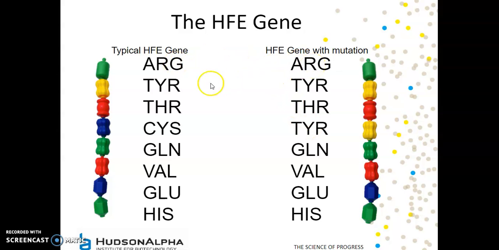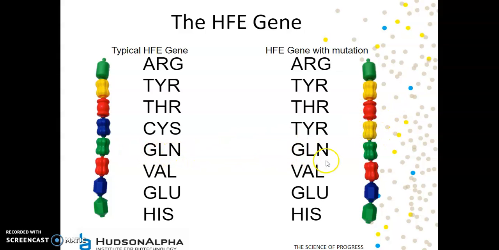The first one is the green smooth bead. The second one is the yellow wavy bead. Third, we have the red double barrel bead. Then we have the difference right here. In the normal HFE gene, you would have cysteine. But in the HFE gene that has the mutation for hemochromatosis, we would see the tyrosine.